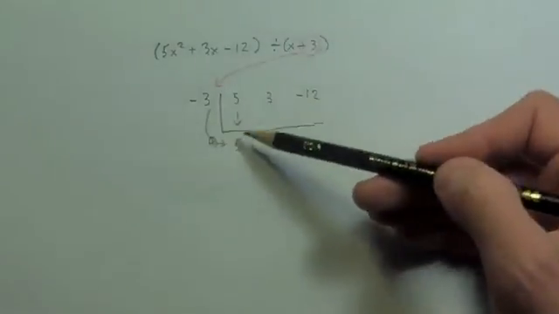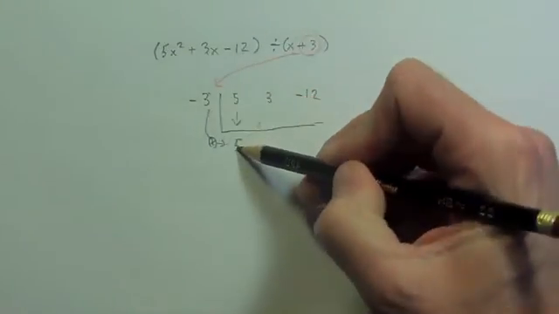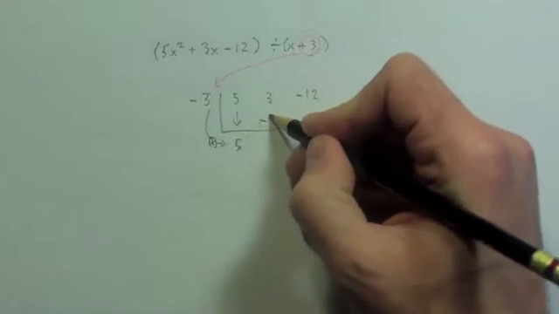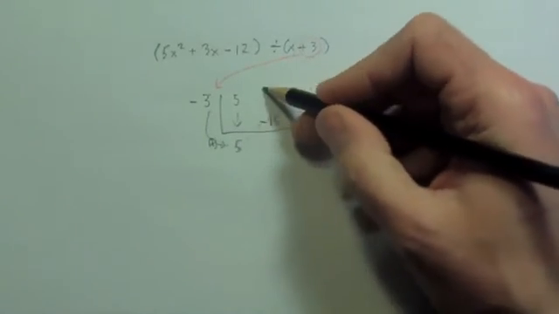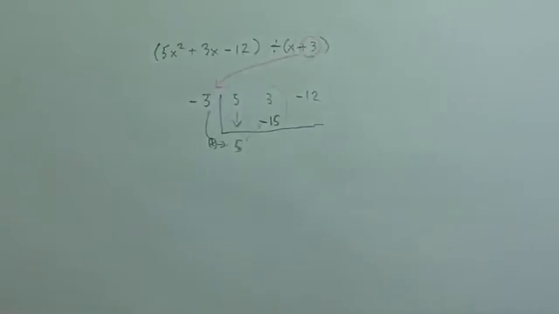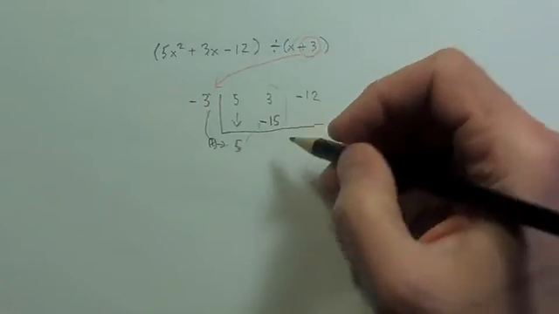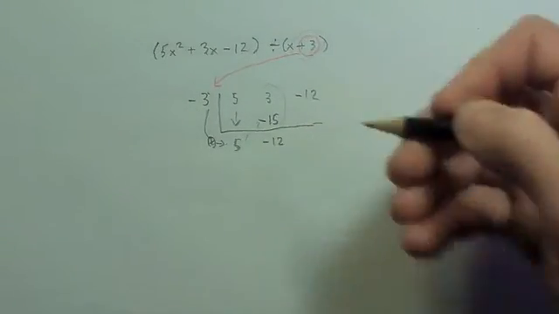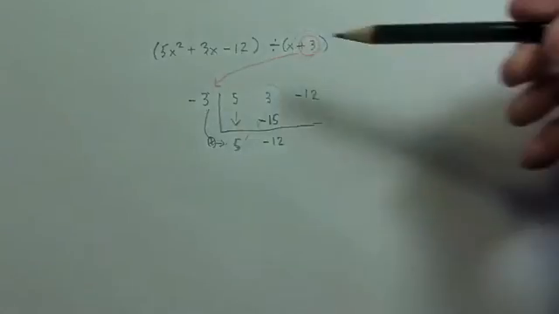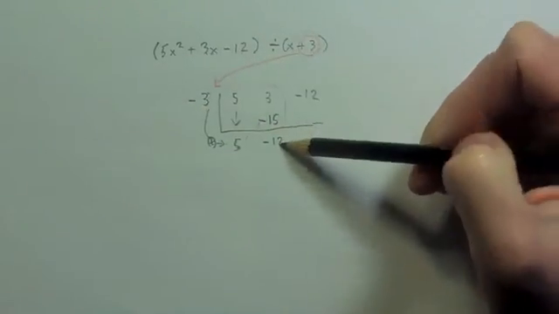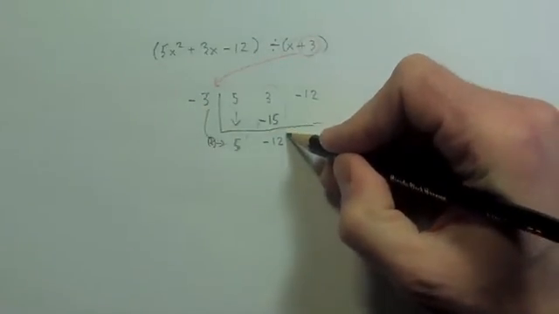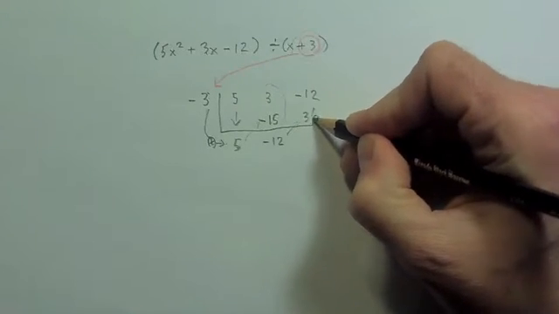So negative 3 times 5 is a negative 15, and we bring that up here. And now we add these together. The 3 minus the 15 will give me a negative 12. Now it's going to be a negative 3 times a negative 12, which will be a positive 36.